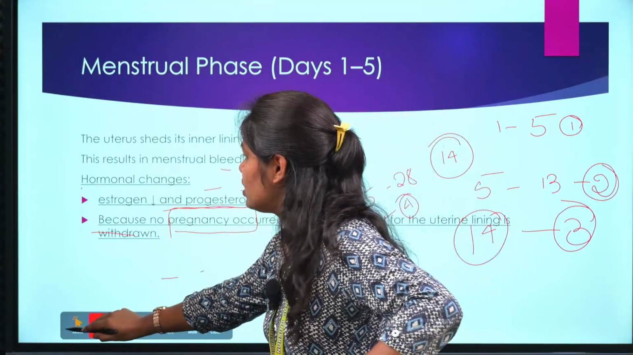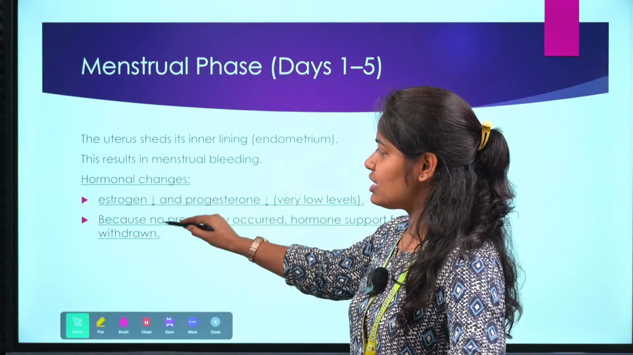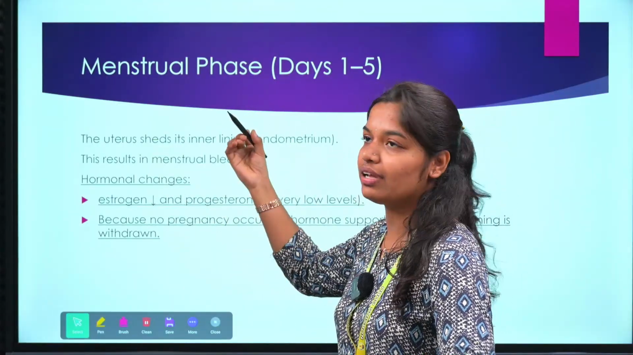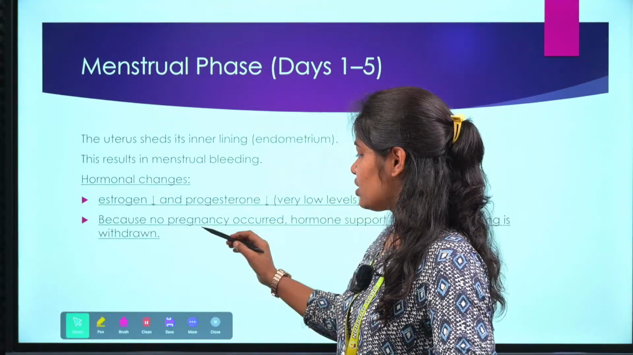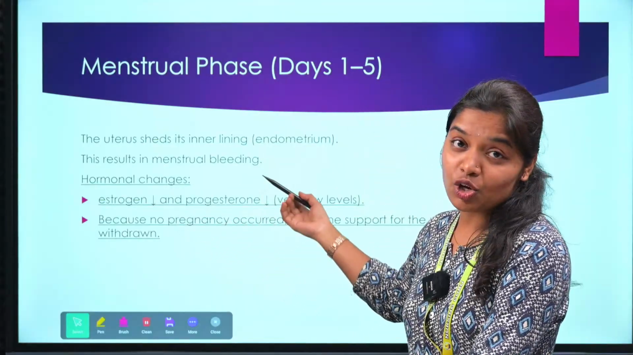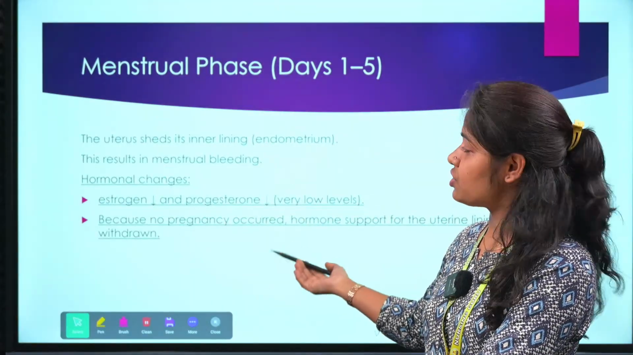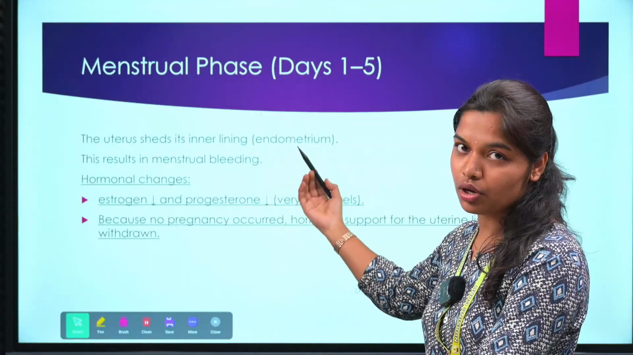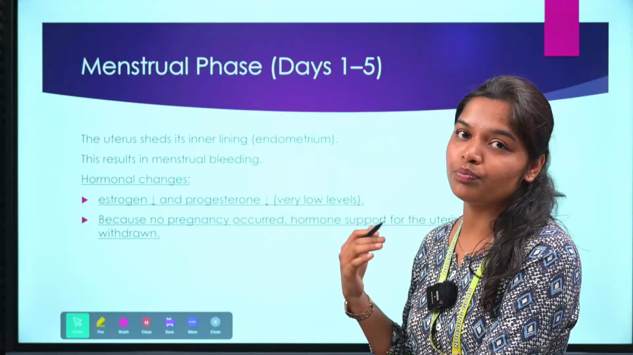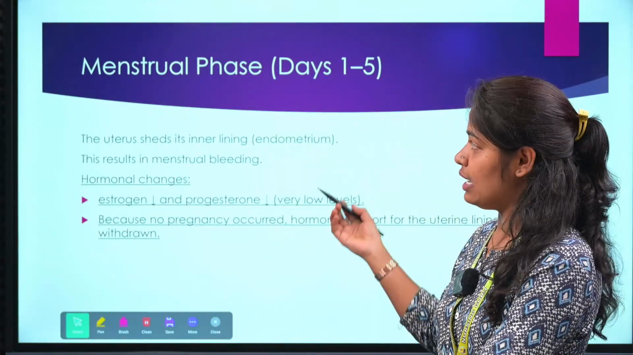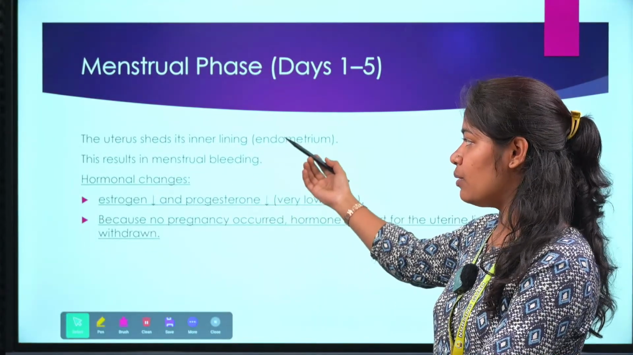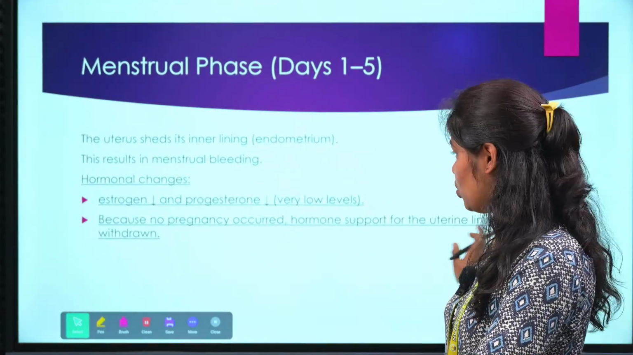Here are the hormonal changes in the menstrual phase. The estrogen and progesterone levels are going to get low, because there is no pregnancy, because there is no fertilization. These estrogen and progesterone levels would be high to develop a pregnancy, but in the menstruation phase there is no fertilization, so the hormones get low.